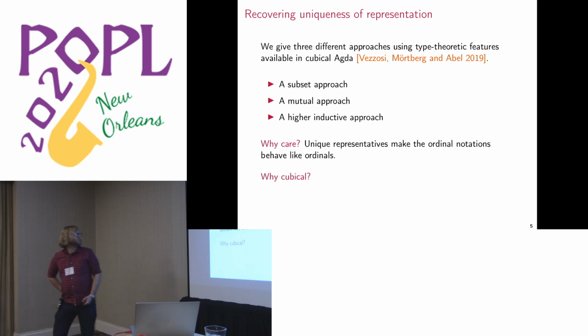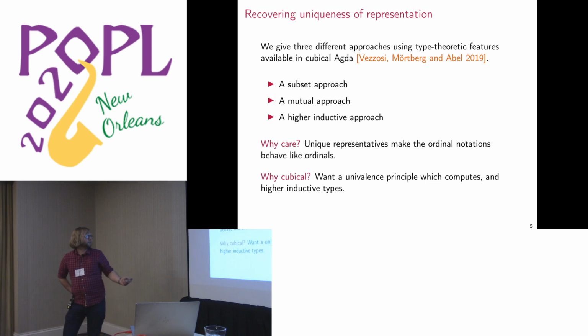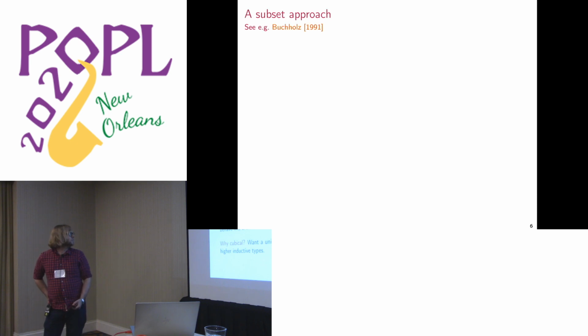And why do I want to do this in cubical Agda? Well, I want to have univalence and higher inductive types that compute. Because I don't want my computations to get stuck. I actually want to have canonical terms in the end. So that's why I want to do this in cubical Agda.